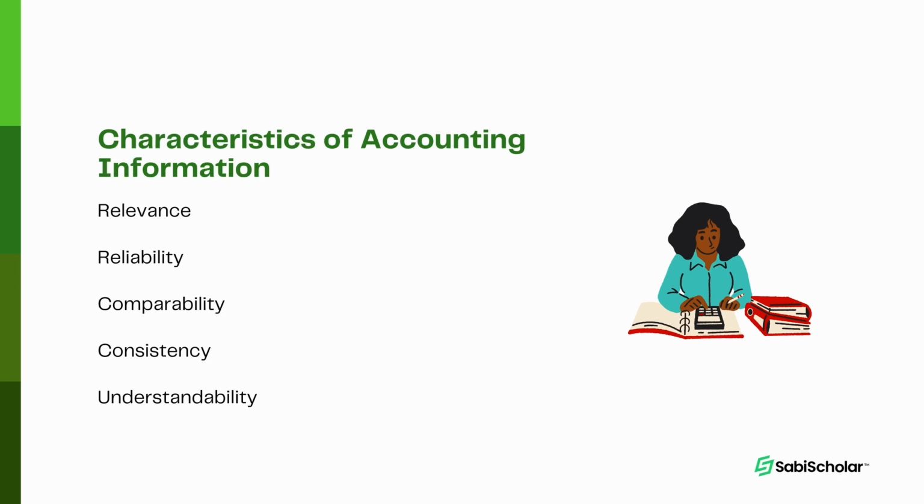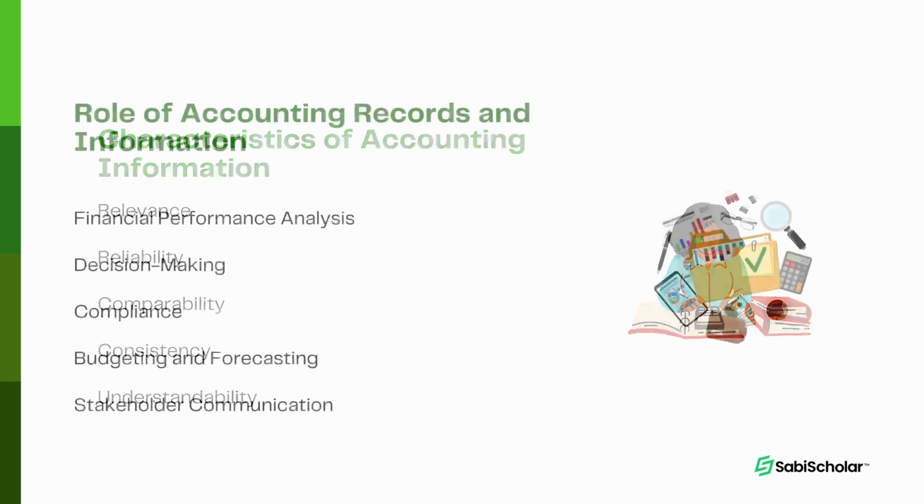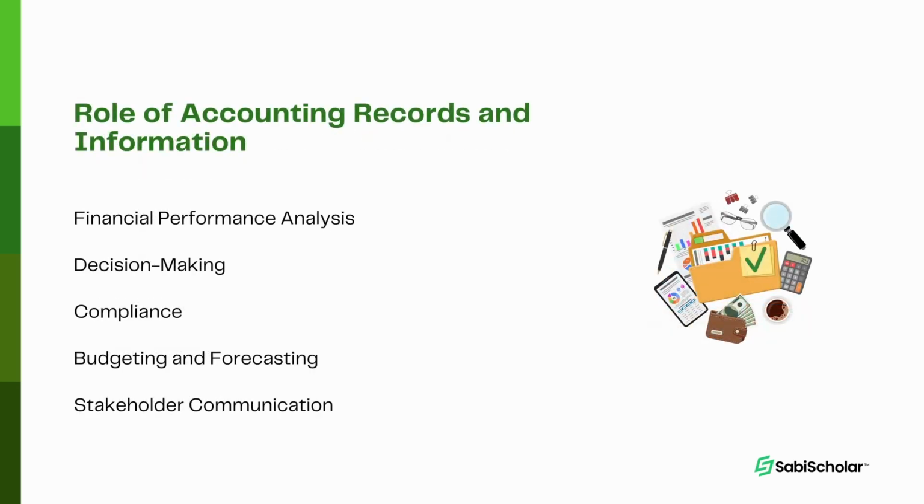We have understandability. This is very important. You should not present accounting information that cannot be understood. That means nobody will be able to make decisions based on the very information you have provided. So it should be understandable. And the last thing we're going to consider on this topic is the role of accounting records and information. What role do accounting records and information play? It plays a very crucial role in the management and operation of business.